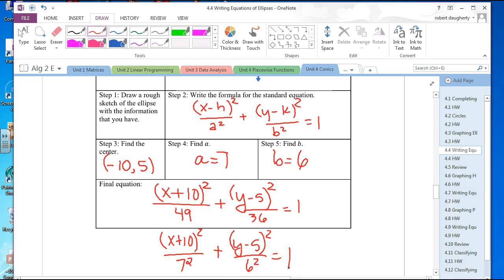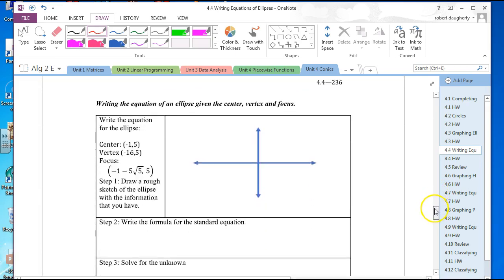Someone asked about square rooting the whole problem. You can't do that. If you take the square root of everything, you can't do that. There's no formula for the square root of a sum of squares.